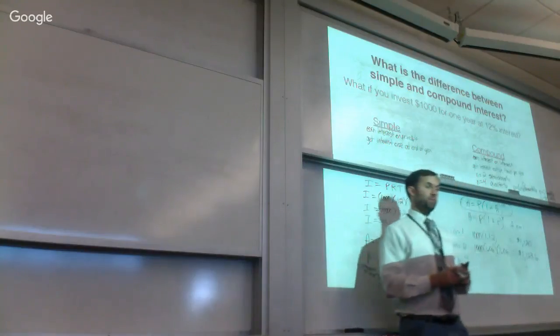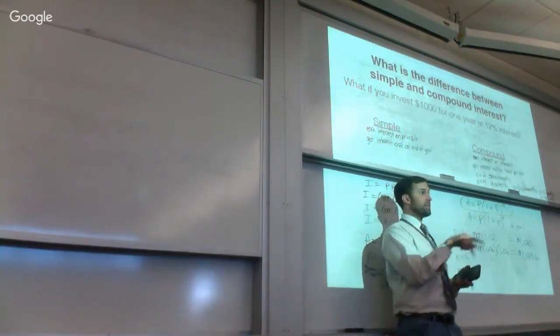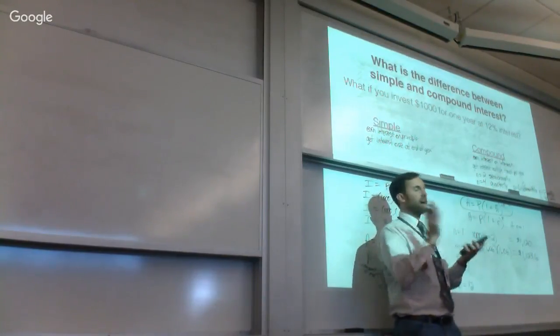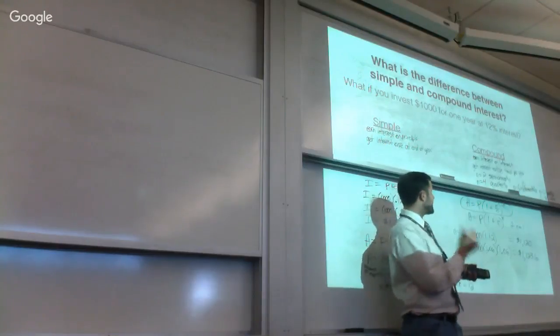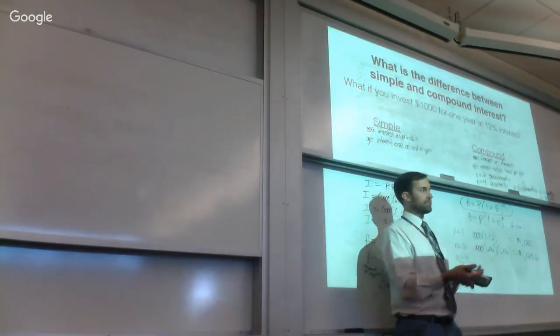So what would you rather? Would you rather have simple interest of 12%, or would you rather have 12% compounded twice a year? I mean, you'd rather have the interest compounded twice a year, because it actually ends up being a little more than 12%, which is kind of nice.